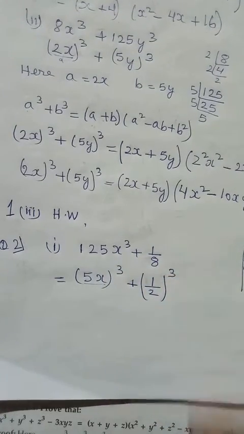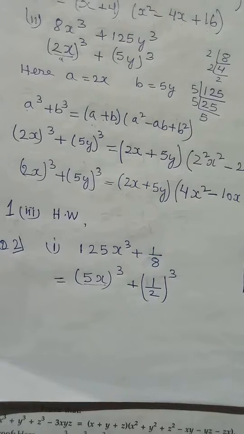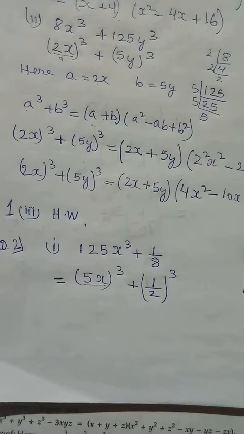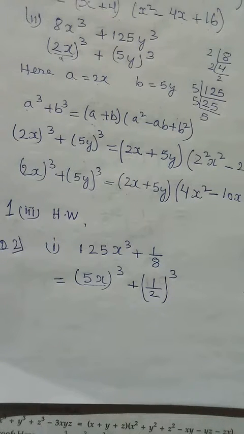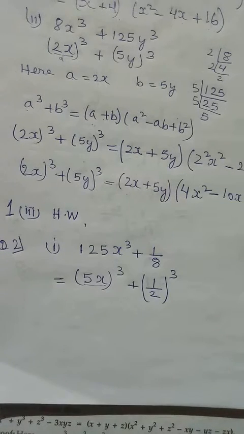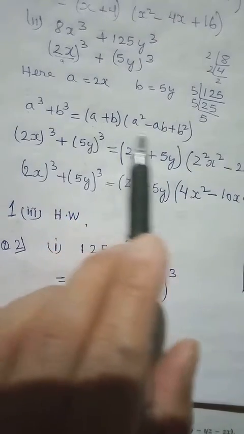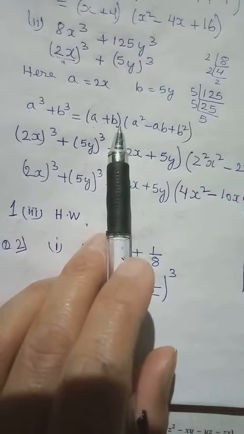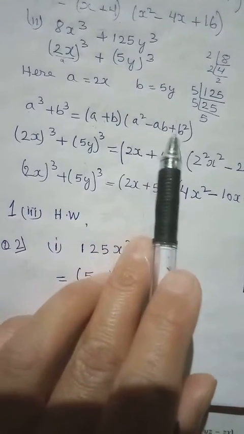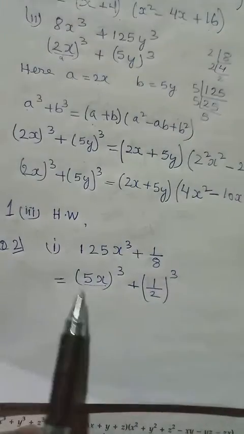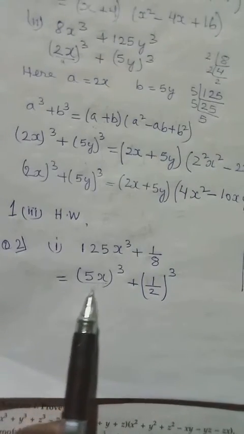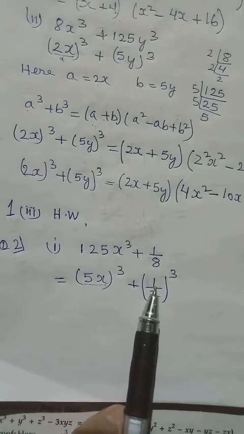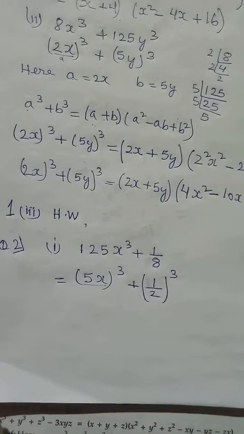So how to write the answer? Remember formula A cubed plus B cubed has 3 forms. But look at the question. What does the question want? The question wants the factor. So if they want the factor, we have to use the third form. So we will write it this way. We have to use the same formula. We have to write it as A plus B whole, A square minus AB plus B square, where in place of A, we replace with 5x, and in place of B, we replace with 1 by 2.